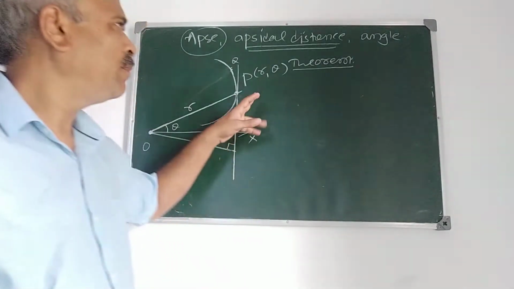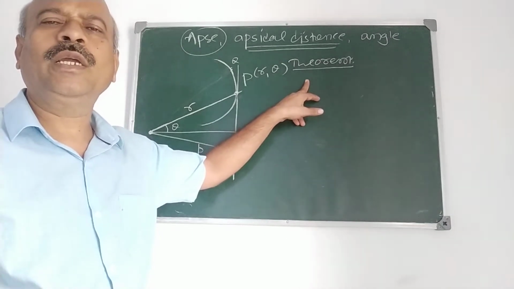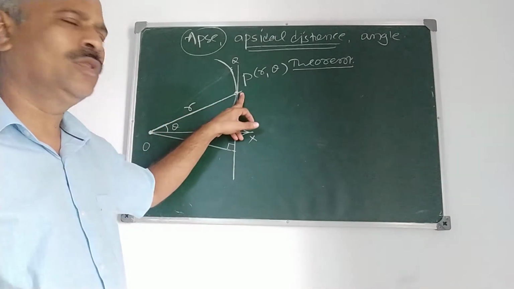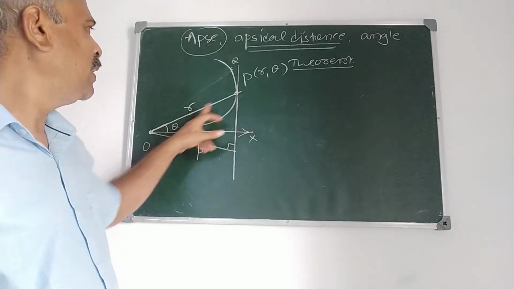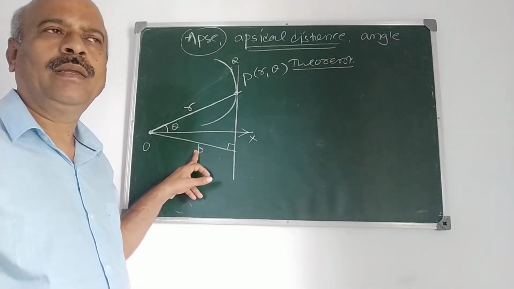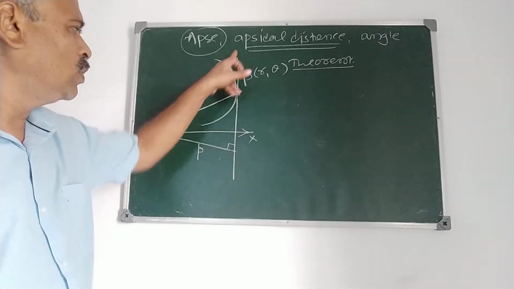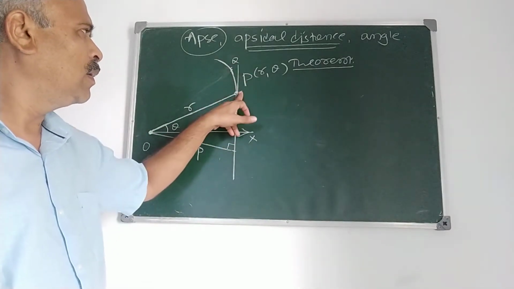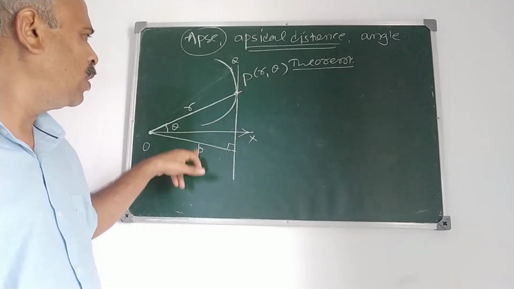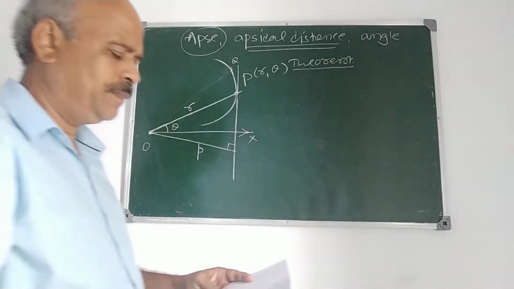What do we prove here? What is the theorem? At an apse, radius vector is perpendicular to the tangent. For that we prove that if P is the apse, then OP, that is r, is equal to small p. Because what is small p? Perpendicular drawn from the pole to the tangent to the curve at the point P. If P is an apse, we prove that small p is equal to r. That is the proof.